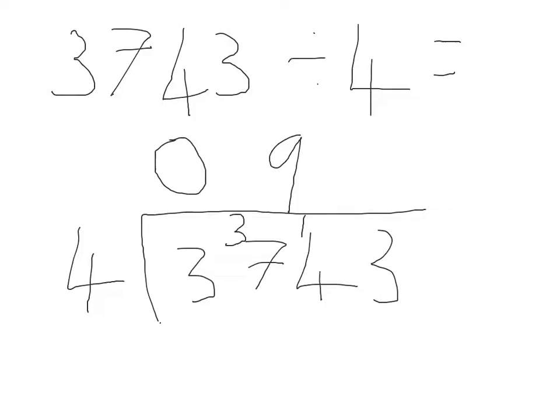That would be 3. And then it would be remainder 2. And then you would put the 2 down there. After that, you would have to do how many 4s go into 23. That would be 5. And you would put that above the 3. Then it would be remainder 3.